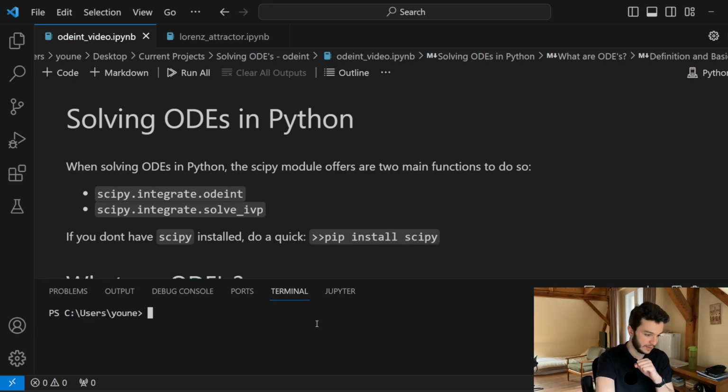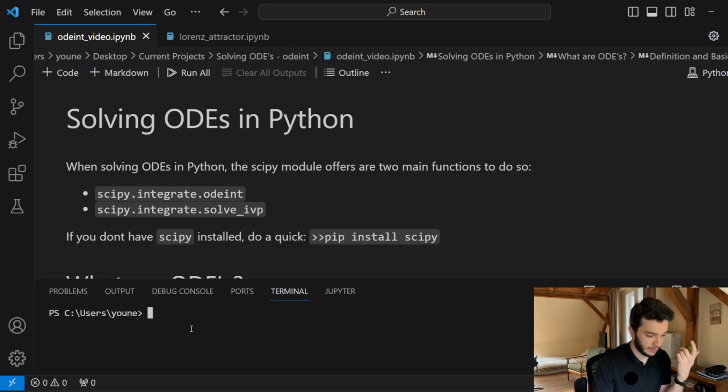use to solve ODEs. Now the two functions are scipy.integrate.odeint and then scipy.integrate.solve_ivp. Now IVP stands for Initial Value Problem. There is another function for BVP, which is Boundary Value Problem. But in this video we will just see the IVP since we will be dealing with initial conditions problems.